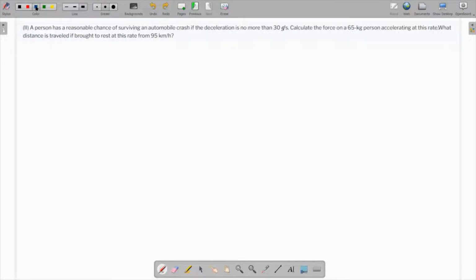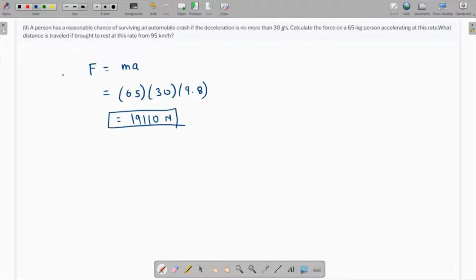All right, so we have to find the force. So the force is definitely equal to ma. So mass is 65 and acceleration is 30 g. So 30 g means 30 times 9.8. Let me use the calculator. So 65 times 30 times 9.8 is going to be 19110 newtons, and we have to find the value of the distance traveled.